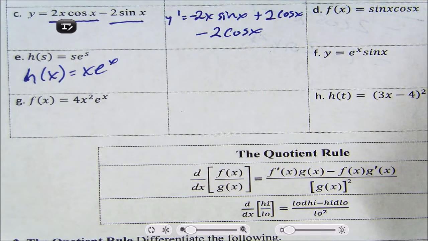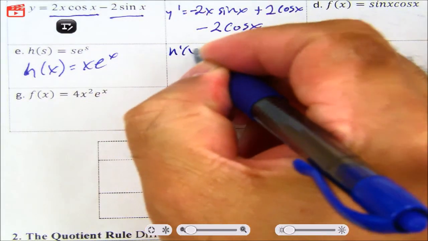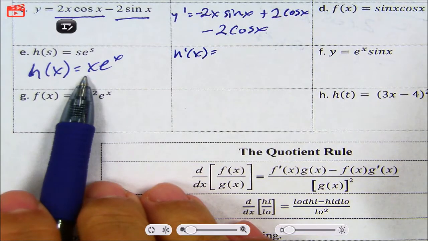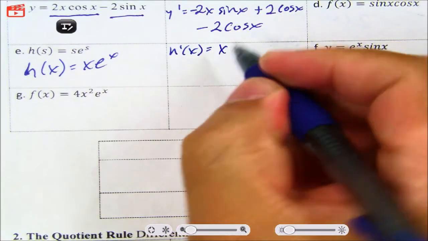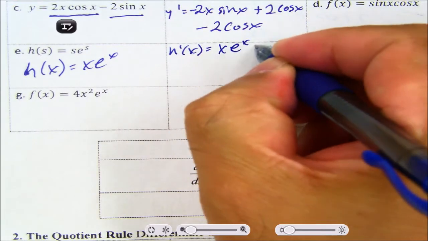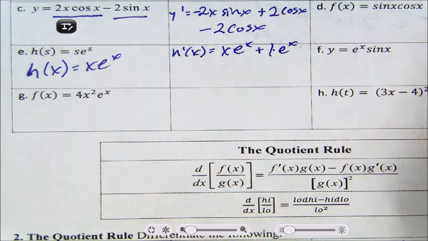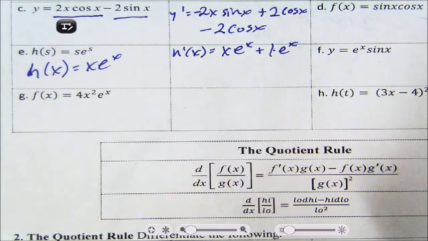All right, so this is product rule. h prime of x would equal x times, keeping the x, and what's the derivative of e to the x? It's e to the x, so that doesn't change. Plus take the derivative of x, which is 1, times e to the x. So just e to the x. That's all it is. Wouldn't it be e to the x plus one, plus x, or plus something? It's plus e to the x.